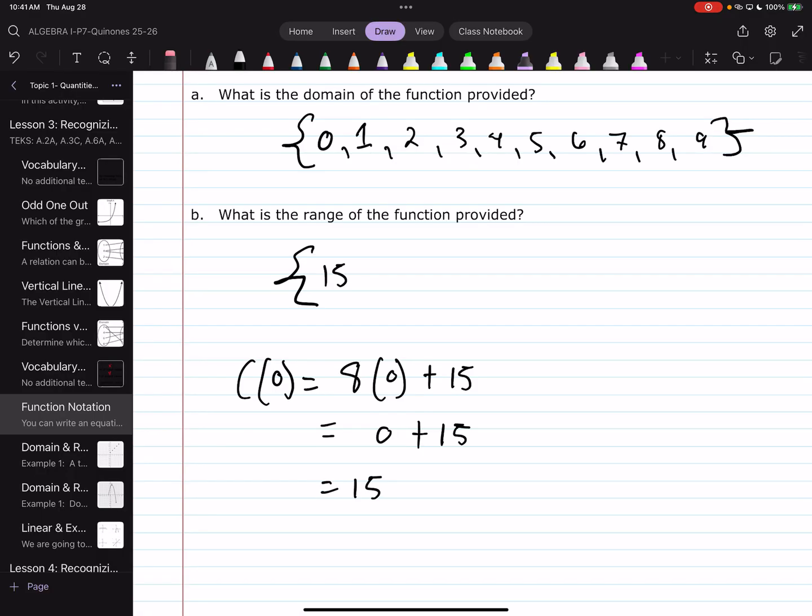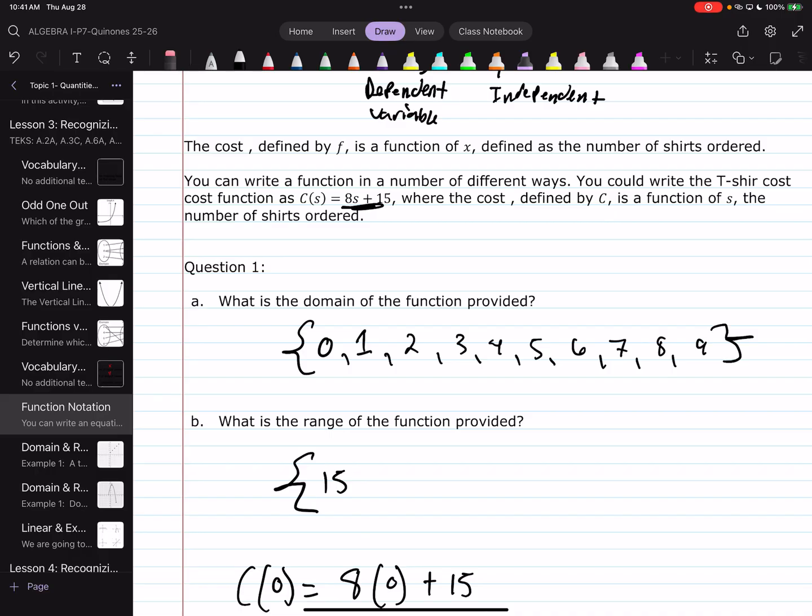Say it again. That doesn't make sense, because if no one walked in, then no one would be paying 15. You wouldn't be paying 15. Remember, it's the cost of the shirt.